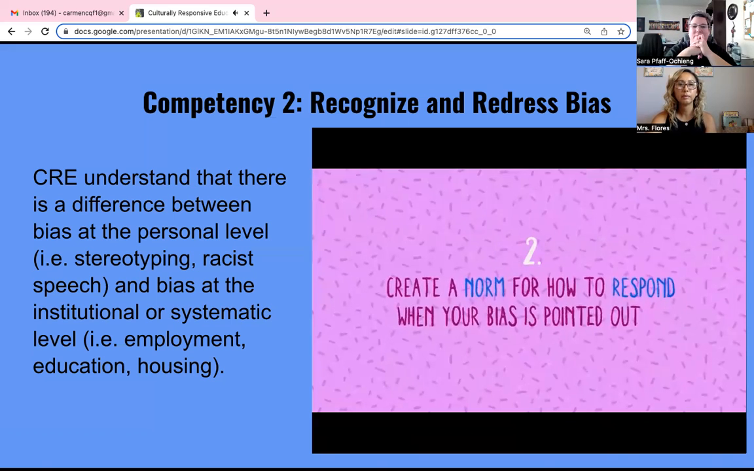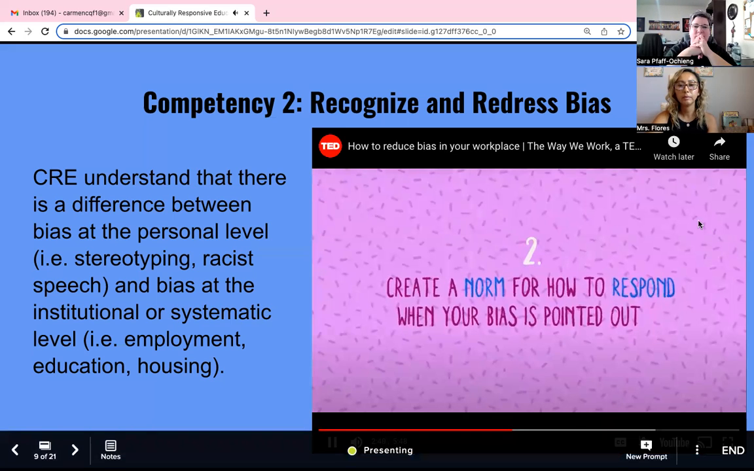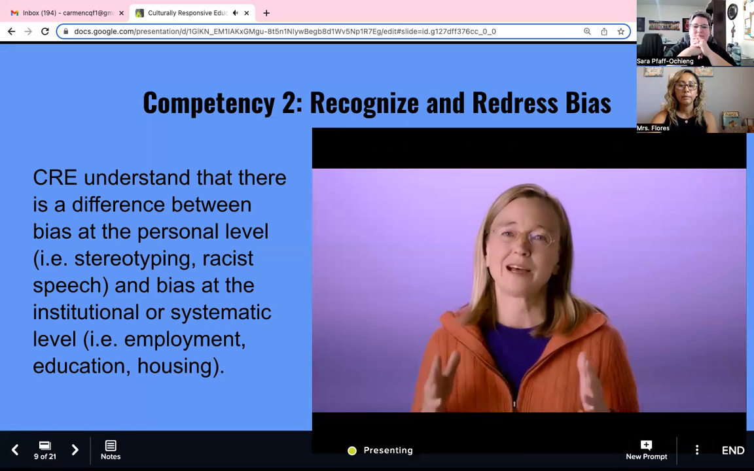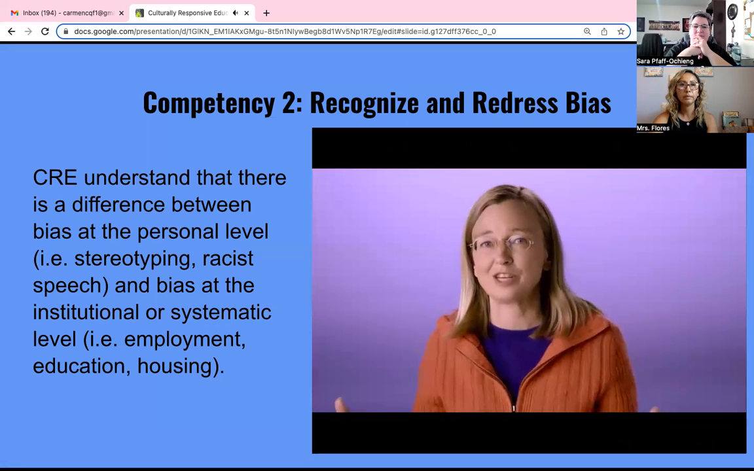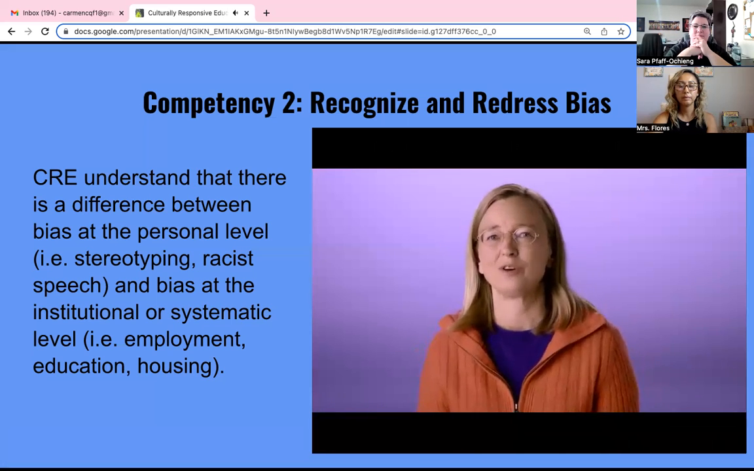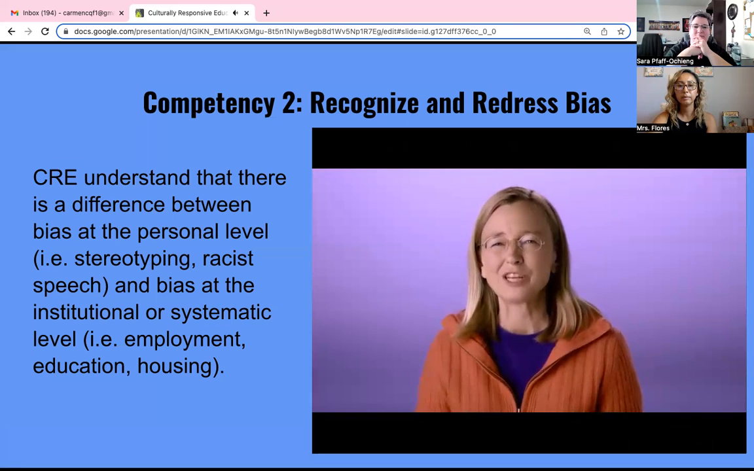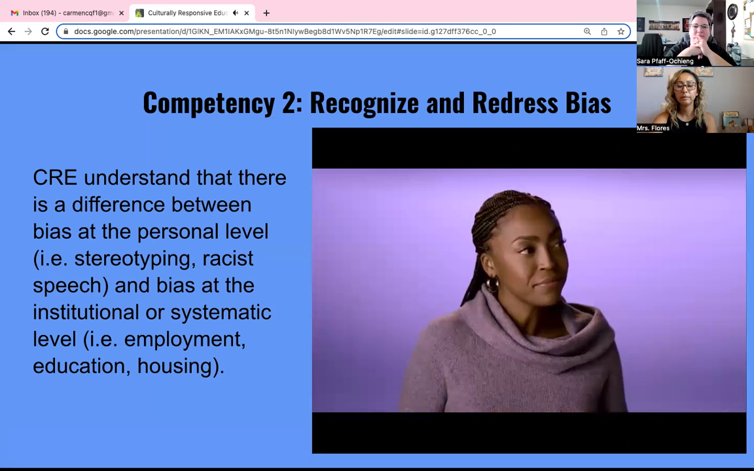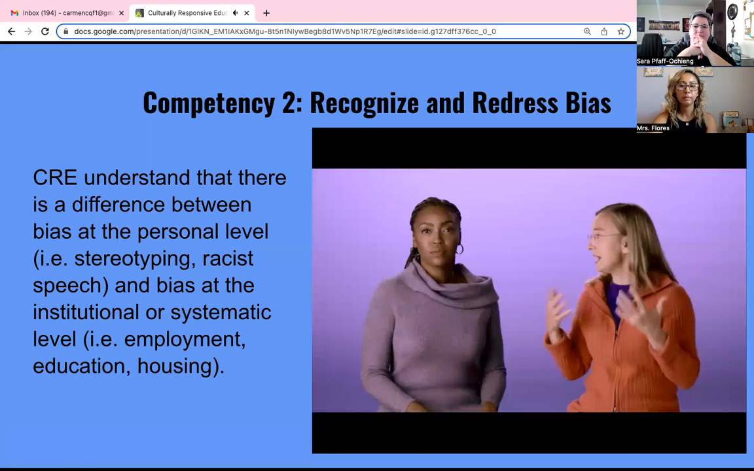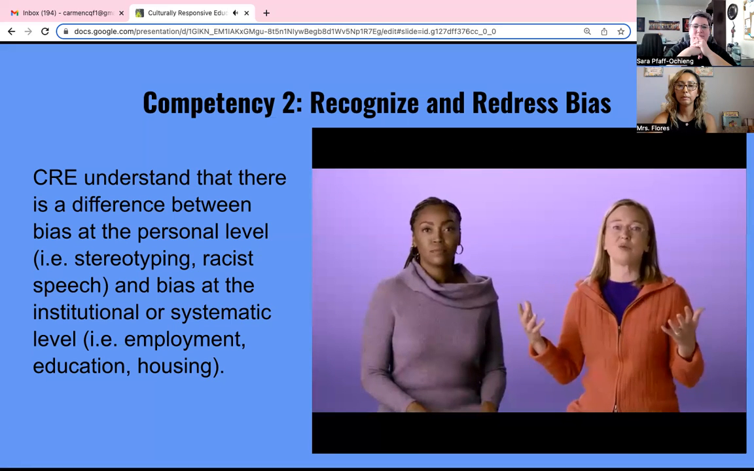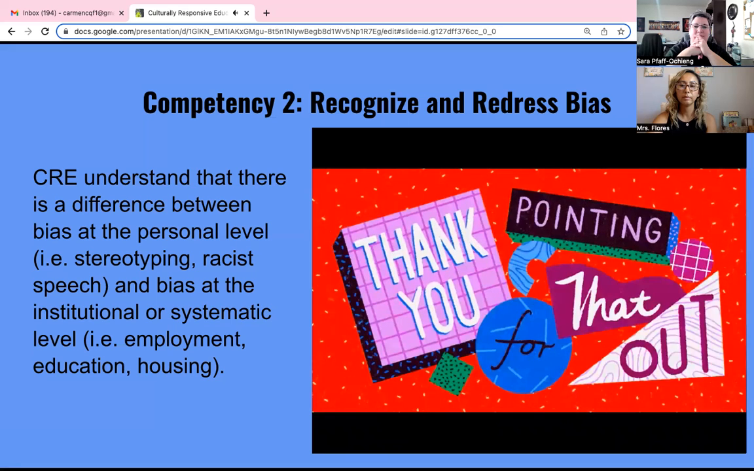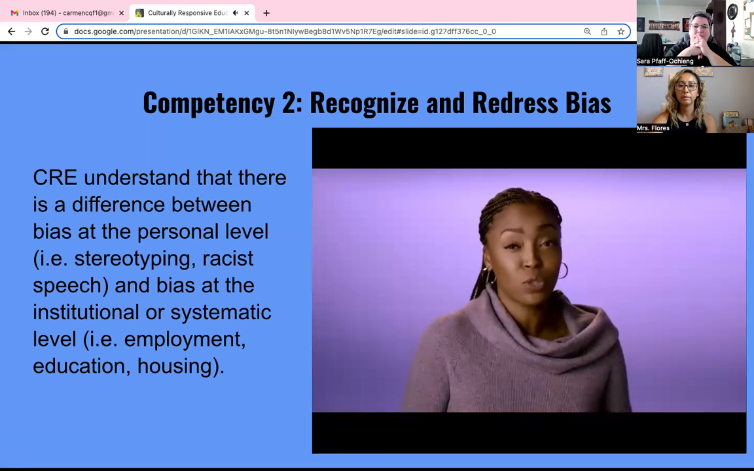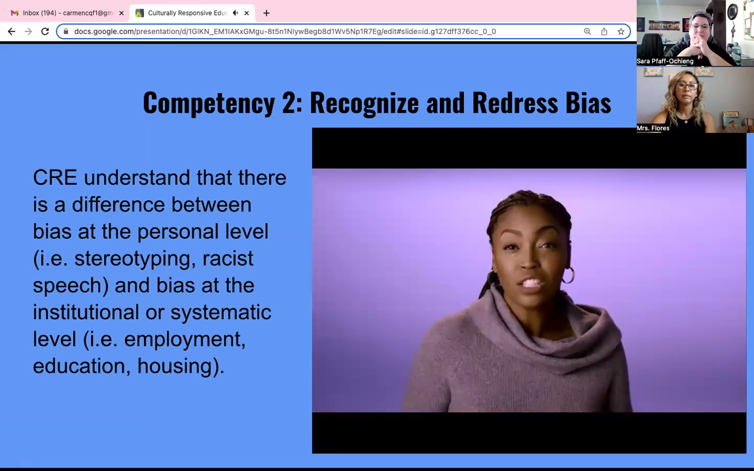Create a shared norm for how to respond when your bias is pointed out. When my bias is flagged, I can only be glad that I'm learning something new if I can move past the shame. I hate the idea that I've harmed someone. And when I feel ashamed, I rarely respond well. So it's really helpful to have that shared norm so that I know what to say in those moments. We recommend you start with, thank you for pointing that out. It took courage for that person to disrupt the bias. So it's important to acknowledge that.